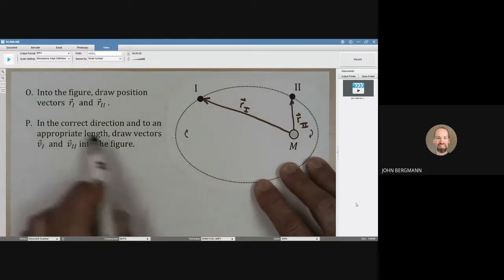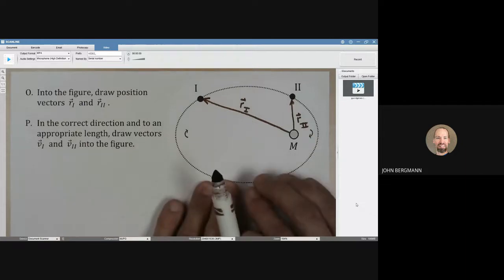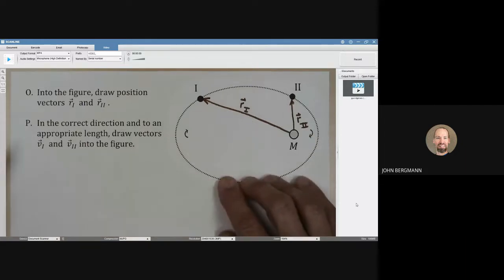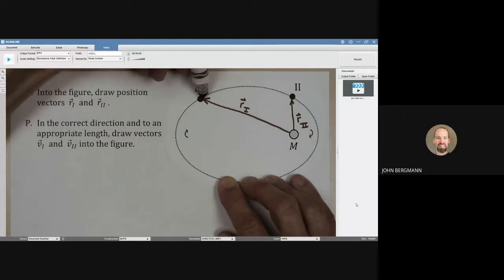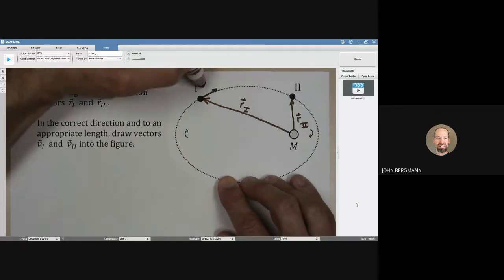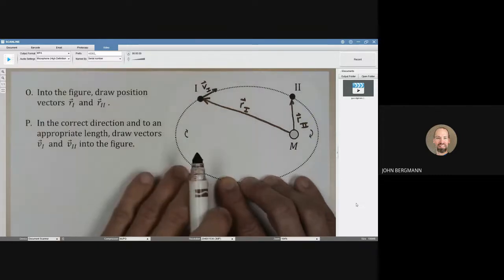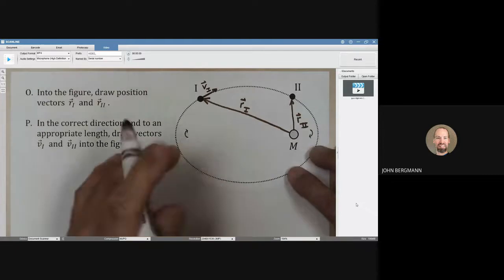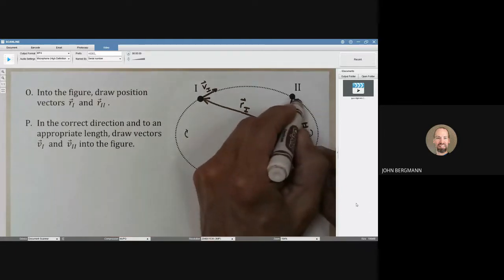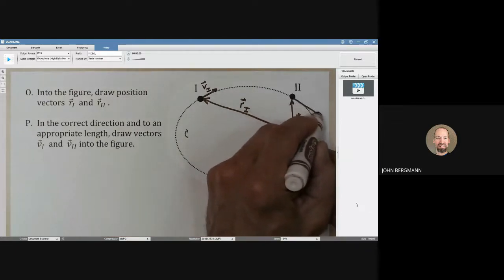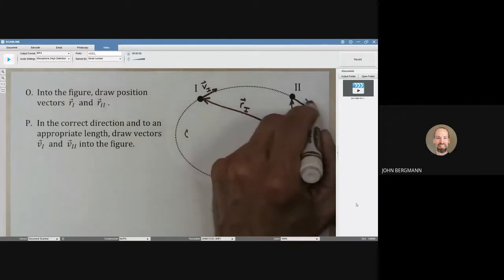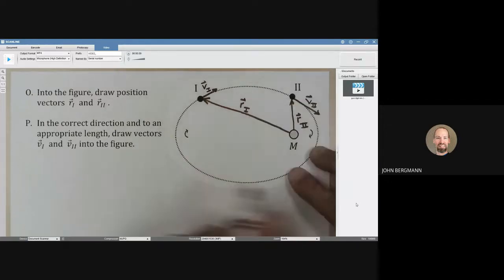In the correct direction and to an appropriate length, draw vectors v1 and v2 into the figure. At point 1, the planet is going to be going slower. So if we were to draw a velocity vector there, we would draw it having a certain magnitude. And the velocity vector that we draw here for 2 should be larger. And those velocity vectors should be tangent to the elliptical path.